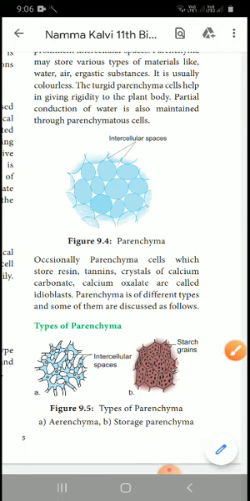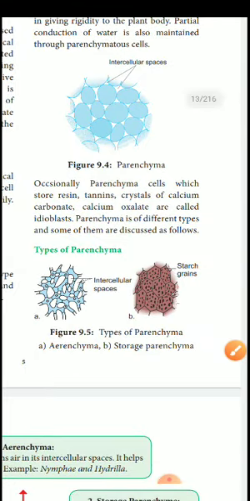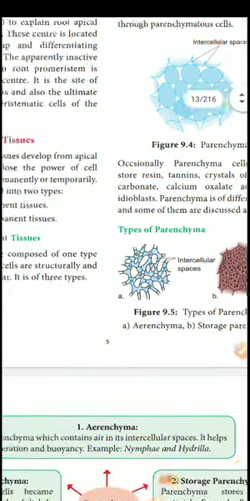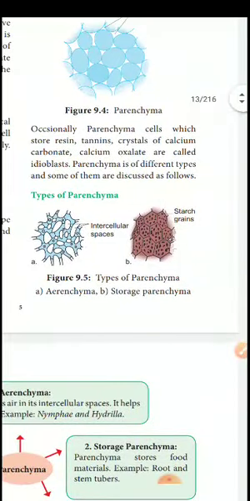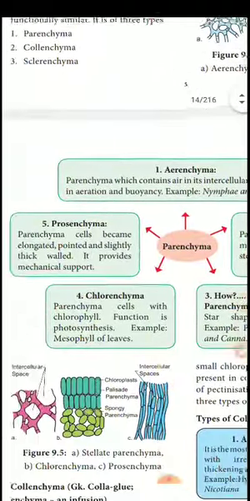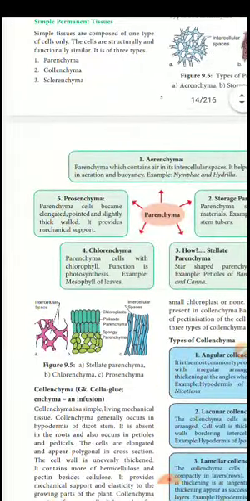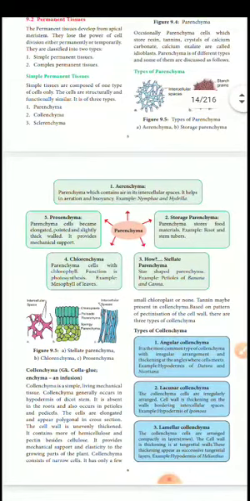Next, we go to the types of parenchyma. See that parenchyma here also has intercellular spaces. Starch grains are also present in it. So based on the intercellular spaces, there are two types: chlorenchyma and storage parenchyma. Then there are collenchyma and prosenchyma.